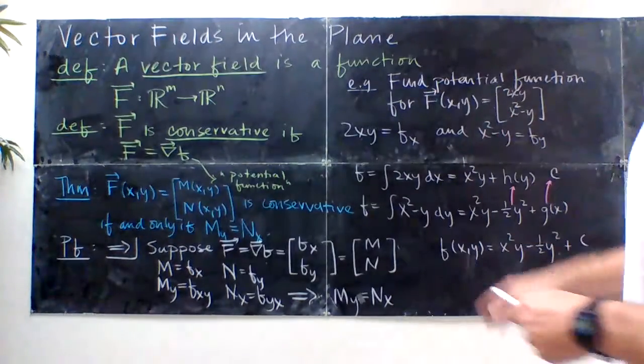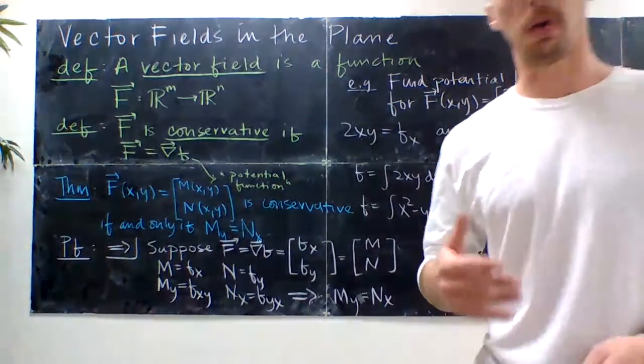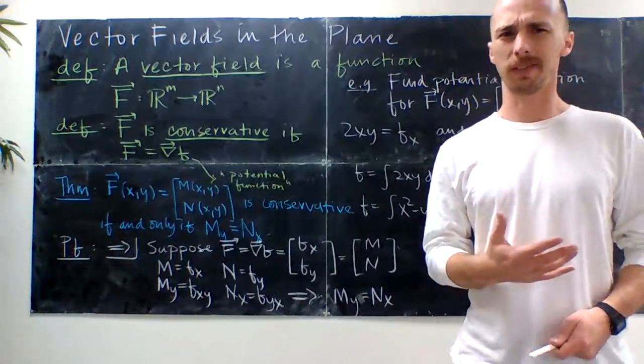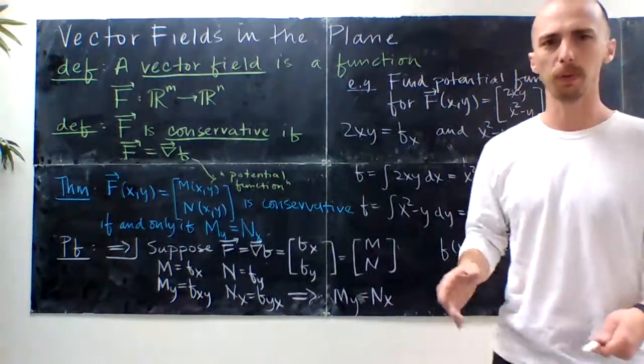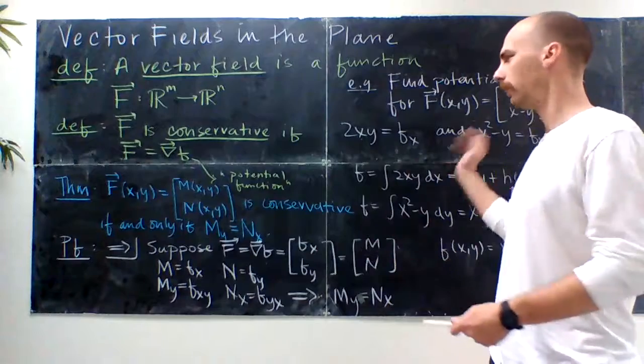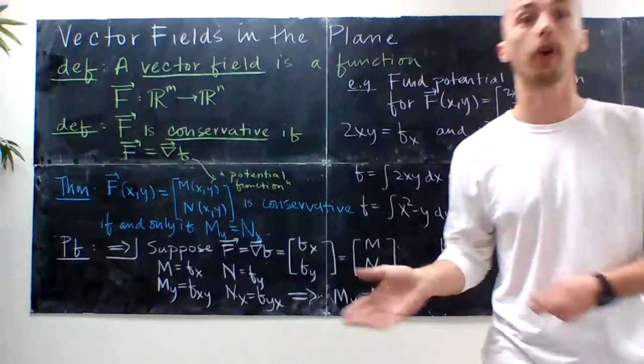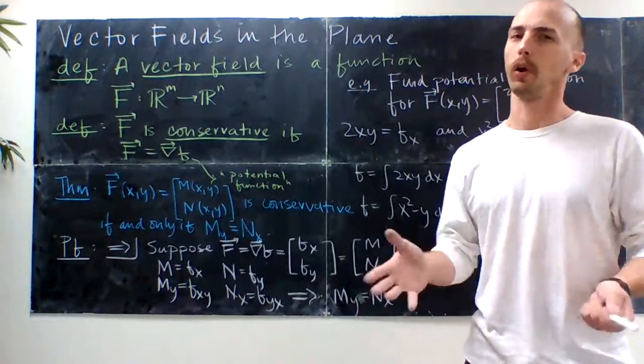I don't know that there's going to be a whole lot of homework assignment for this. Maybe just a couple of problems of sketch the vector field, find the potential function, determine if the thing is conservative or not. That's really all we're able to do at this point.